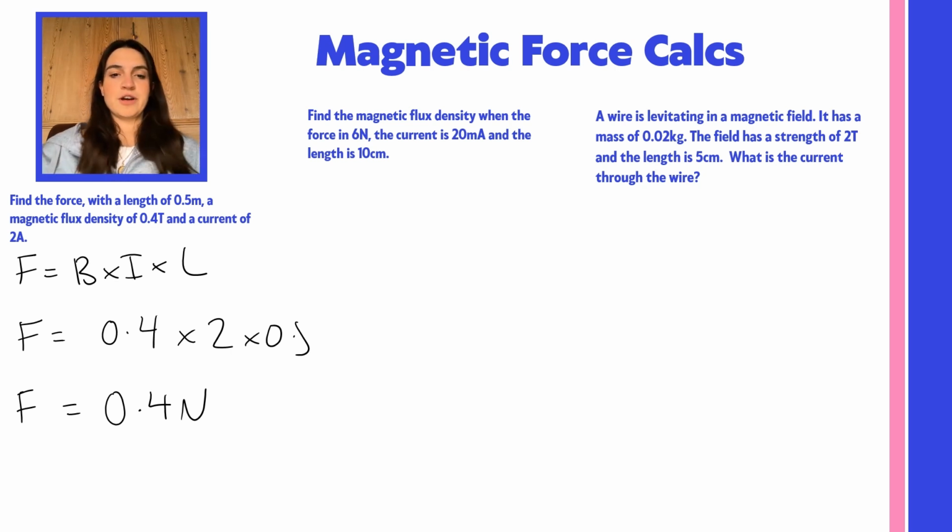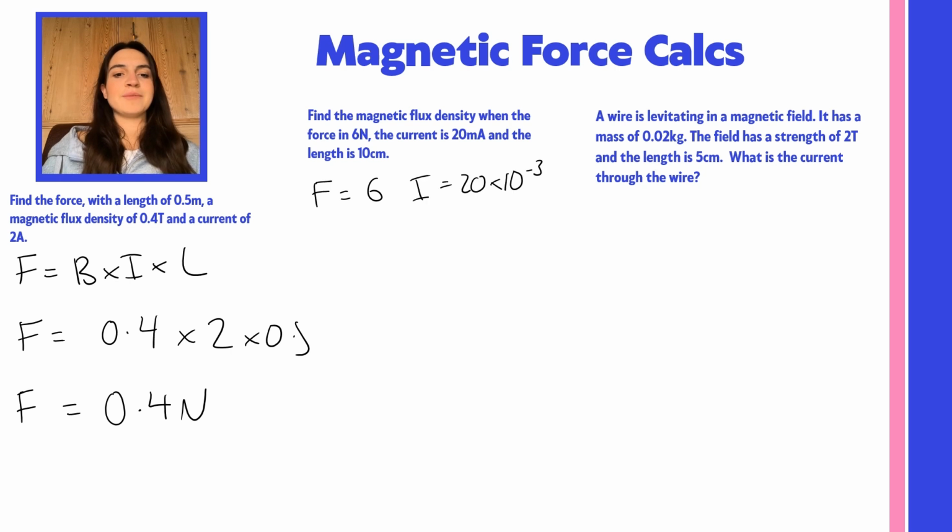Okay, another version of this style of question, but this time I'm asked to find the magnetic flux density, so I'm looking for B. My force is 6, my current is 20 milliamps, and length is 10 centimeters. So let me write out some things that I have. So I have my force, 6 newtons.